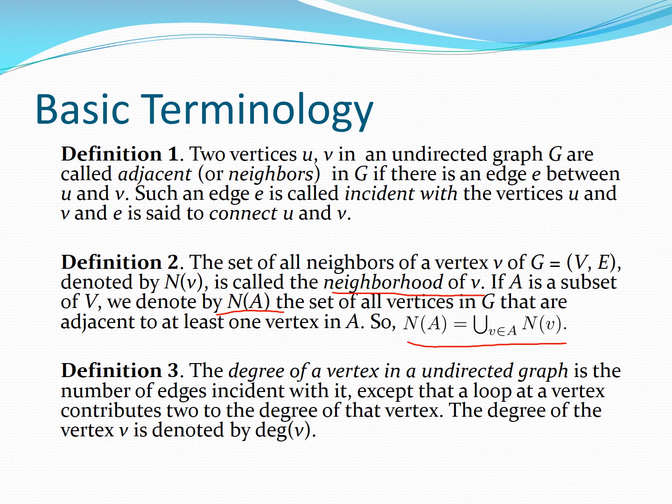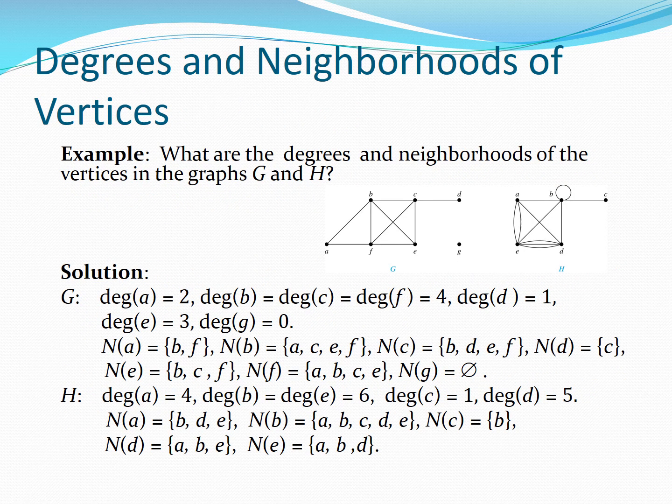Okay. So let's move on. All right, so here is an example that tells you how to use the terminology that we learned in the previous slide. Here you're given two graphs, G and H. That is graph G and that is graph H. You have been asked to find the degrees and neighborhoods of the vertices of each of these graphs, right? So let's start with graph G. You're going to find the degree of each of the vertices. So let's start with A, right?